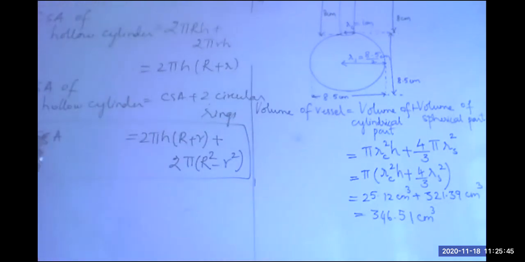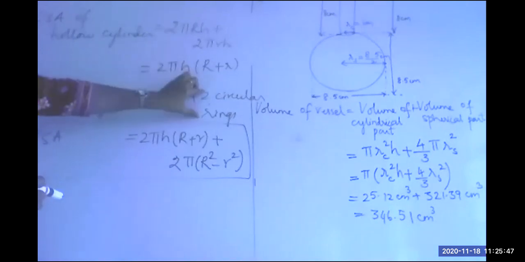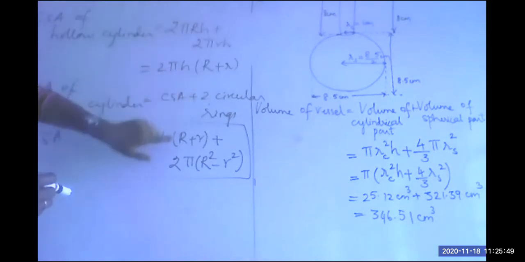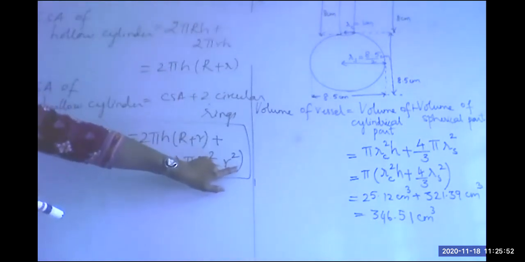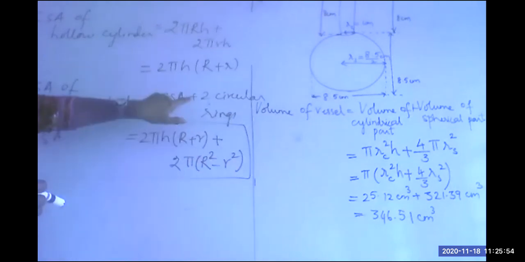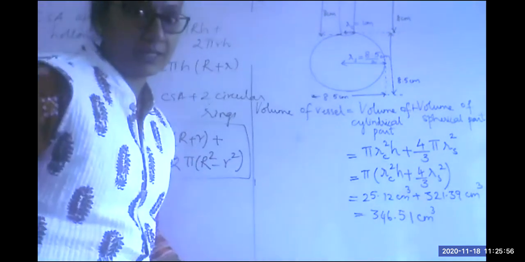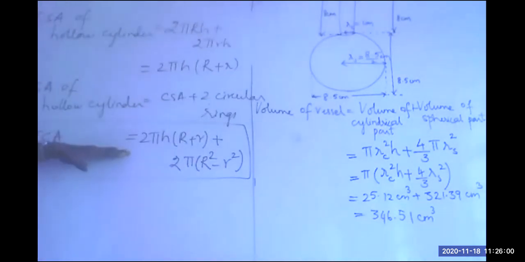Alright. TSA is nothing but the CSA plus the top ring and the bottom ring, which is pi (R square minus small r square), 2 times that because you have a ring at the top and 1 ring at the bottom. So these are 2 more formulas that you are adding on to your formula page today. Because we have introduced the hollow cylinder, this will be very useful when you're doing conversion of solids. Alright, that's why I'm introducing it here.